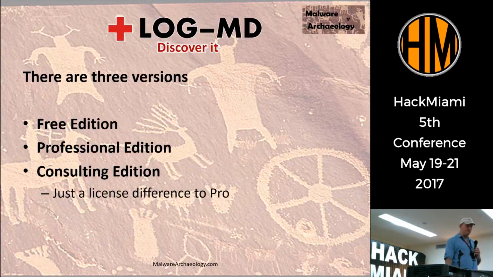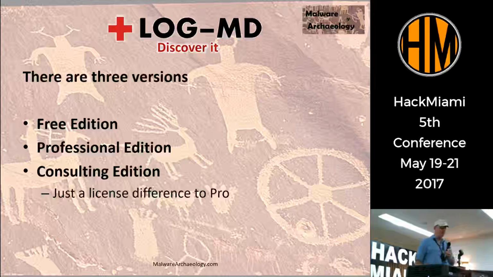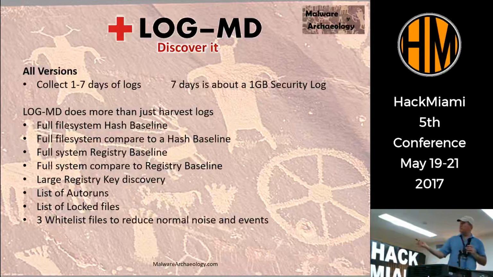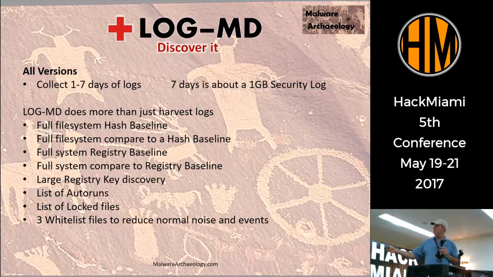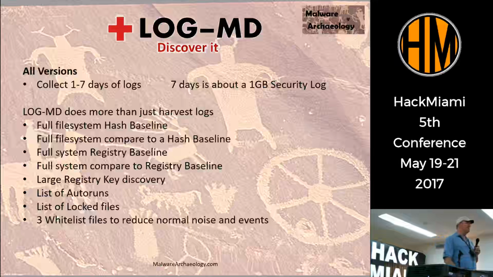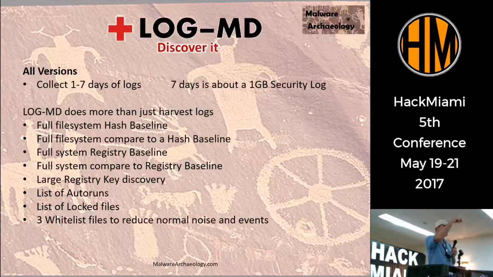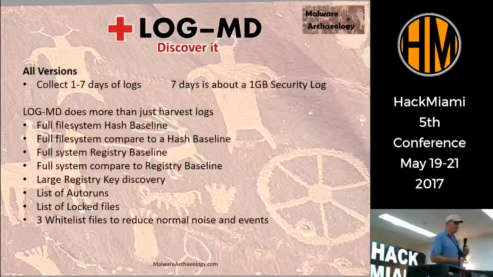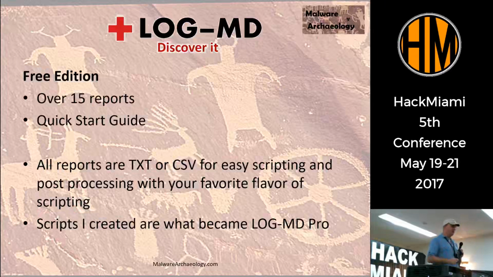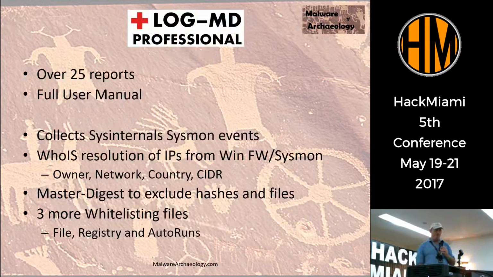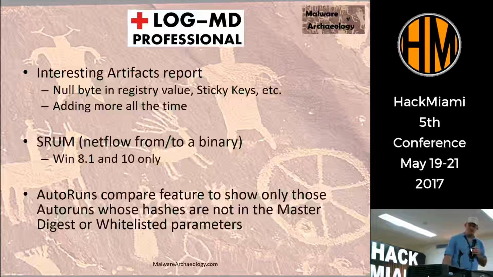There are 3 editions. There is a free edition, so please go download the free edition. 1 to 7 days of log. If you need more than 7 days of log, get log management. We do full file system hashing and registry snapshots. We do large reg keys. We do the sticky keys exploit, null bytes in the registry, list of auto runs, log files, everything us IR people need, it does. Right? And that's why it's my number 3 tool. 15 reports for free, 25 reports for pro. You guys can look it up.